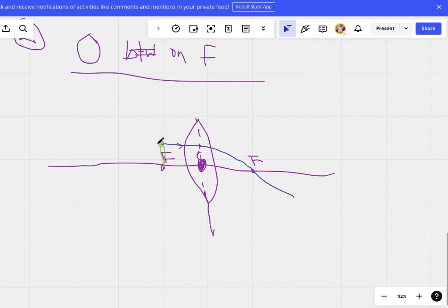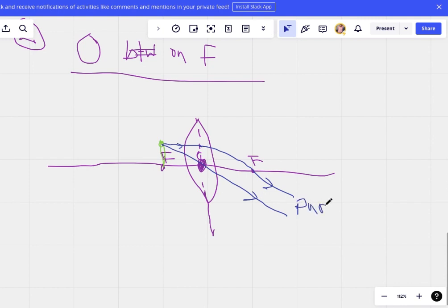Then the other one that is coming also from this candle passes through the optical center. See, it's going like this, undeviated. Now you can see these two lines become parallel. They cannot meet. Even if you trace them backward, they will be parallel. So they form two parallel lines, so no image is formed.